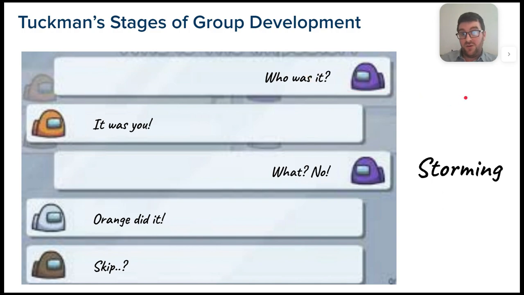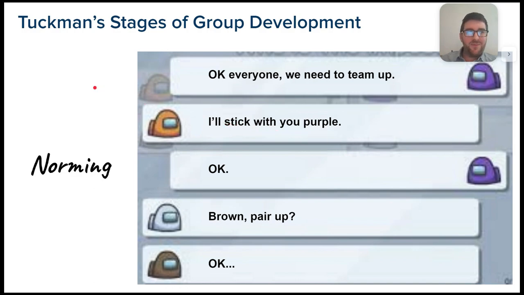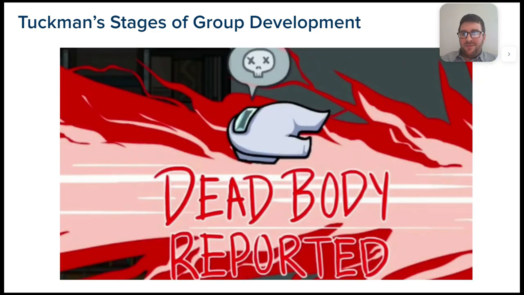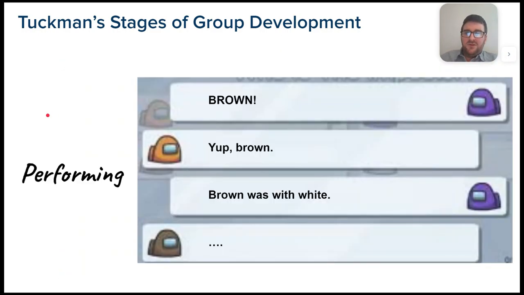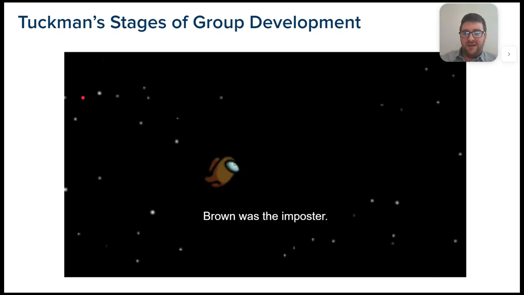Next up is norming. This is when people might start to establish their roles. They'll recognize the need to work together and the value in working together. So in Among Us, that might be teaming up, making pairs, because it makes it a lot easier to catch the imposter if you do that. Then performing will be when they do the job and they do it well. They catch the imposter correctly.